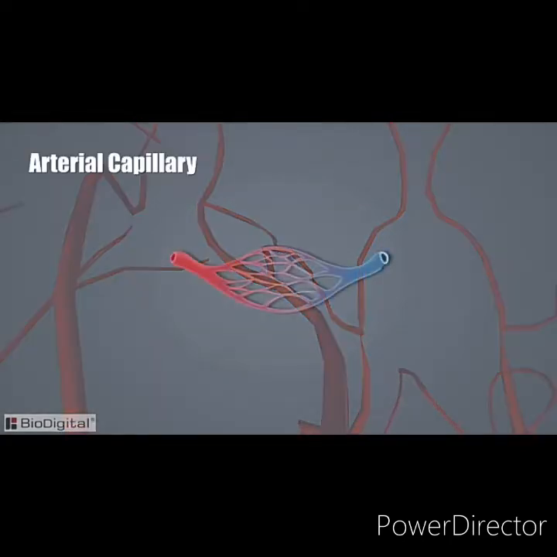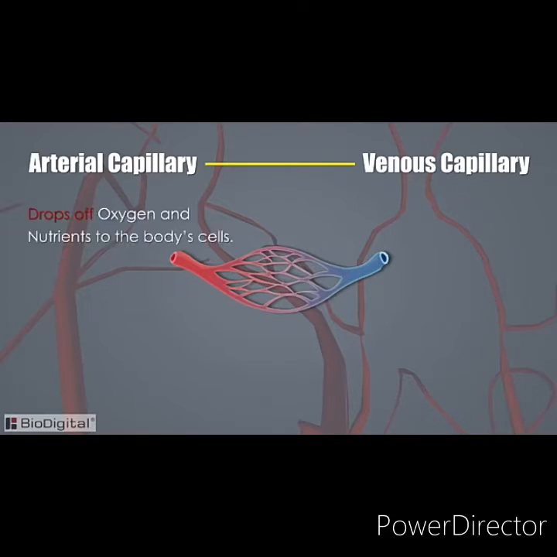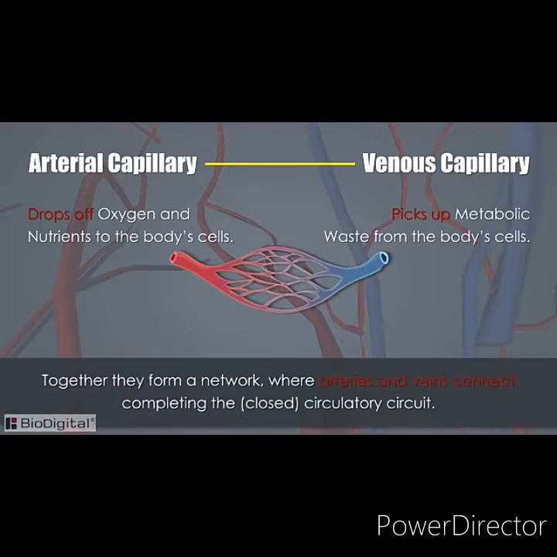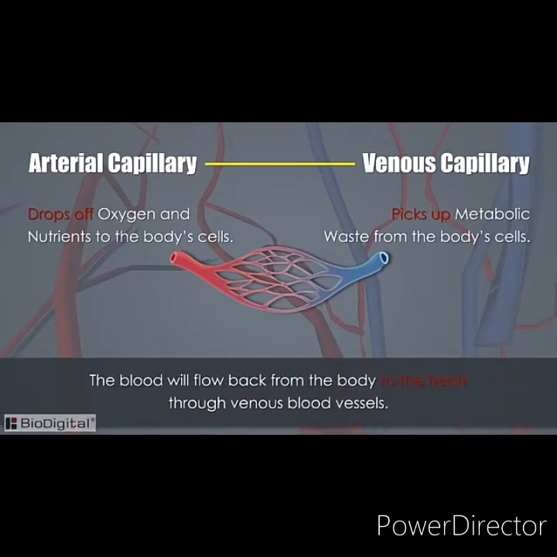Capillaries are the smallest blood vessels: arterial capillary and venous capillary. Arterial capillary drops off oxygen and nutrients to the body cells. Venous capillary picks up metabolic wastes from the body cells. Together they form a network where arteries and veins connect, completing the closed circulatory circuit.